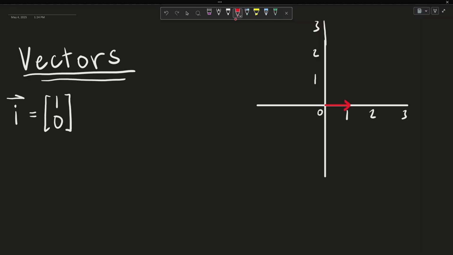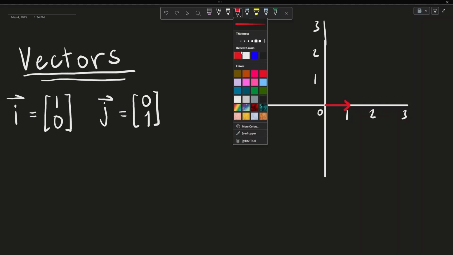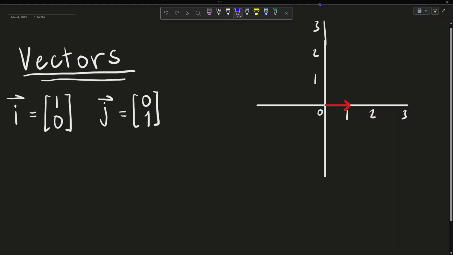You might see this in physics or in calculus, and just know that it's used to refer to this vector, which goes 1 in the x direction. Let's denote now the second standard basis vector j, which is equal to 0, 1. And again, this is equal to 0 in the x and 1 in the y. So it would look like this.